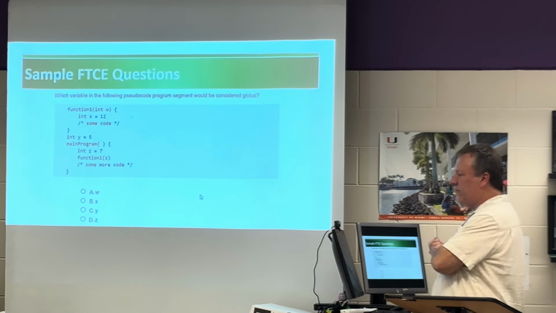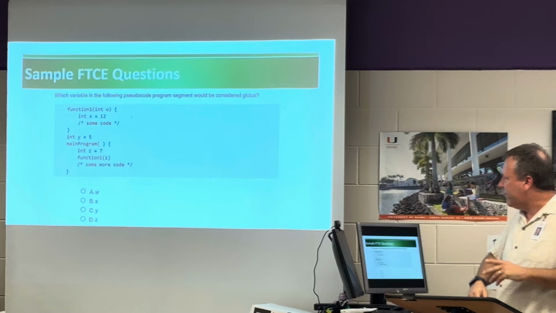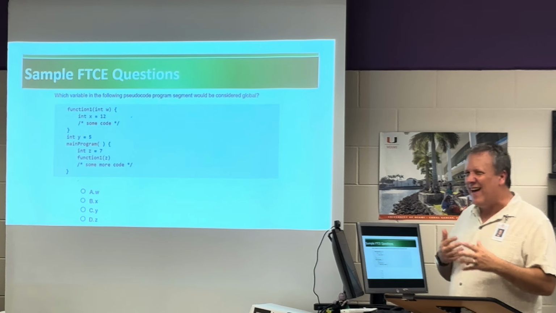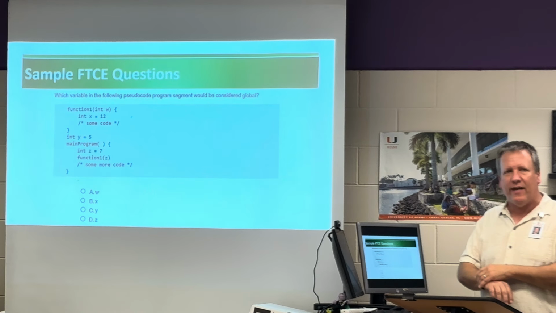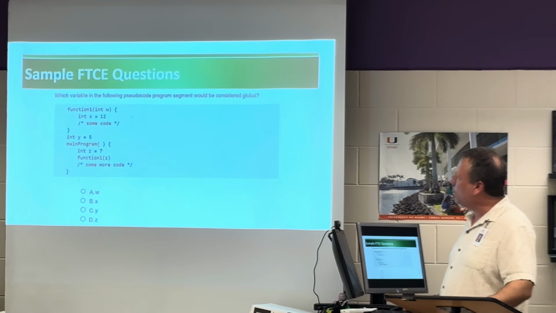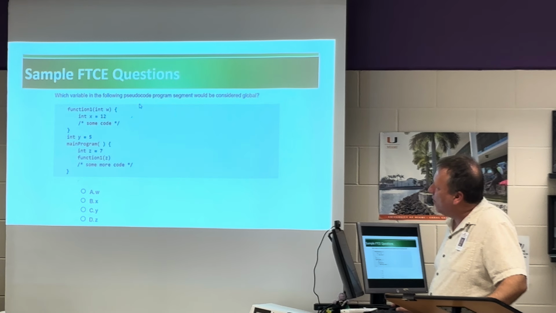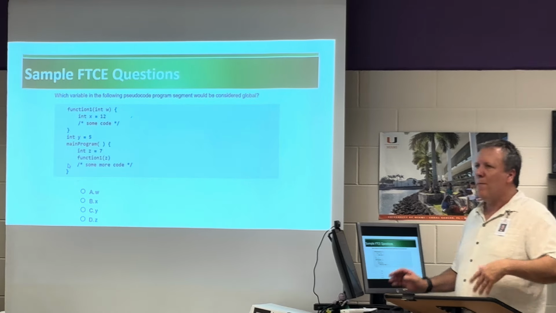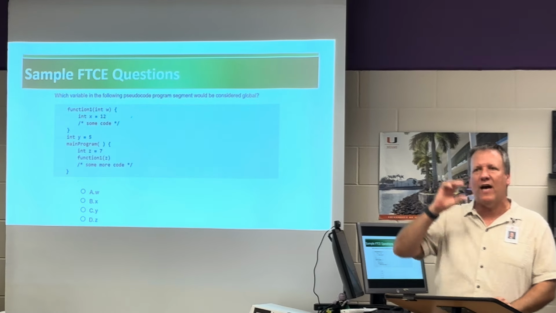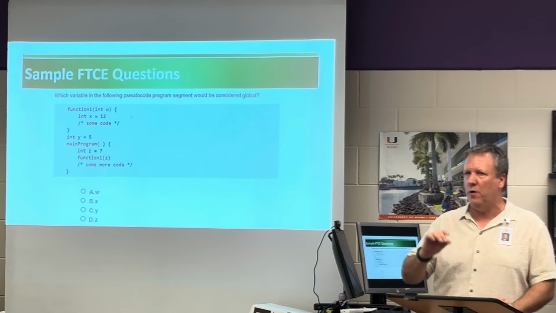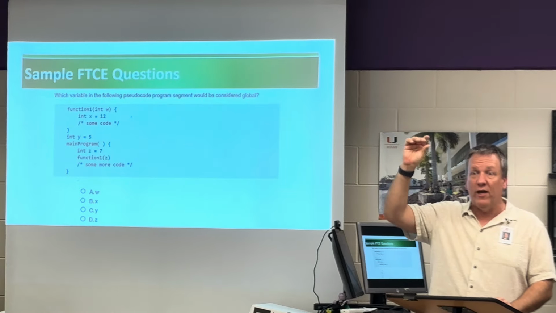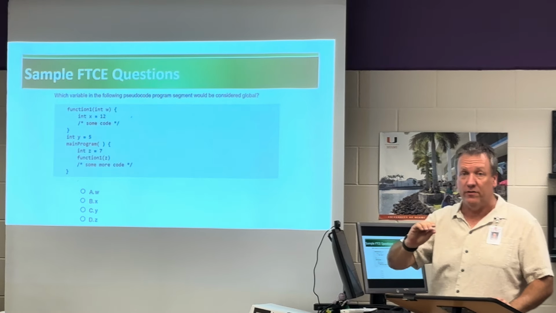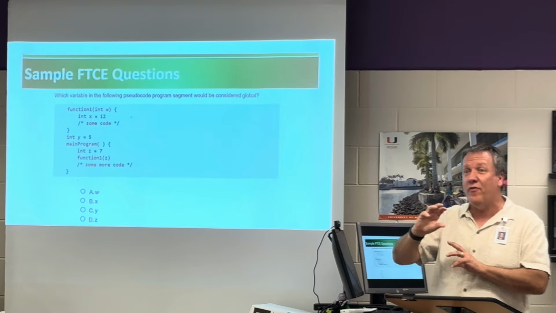So let's do some questions here. Now this is pseudocode, so it's not exactly Java, but it's Java-like, and you'll see some of this in the test. This one says, which variable would be considered global? So now, remember where my instance variables were. It was not inside of a method. It was outside of the method, right? It could have also been in between the methods, but it wasn't within the method's curly braces.